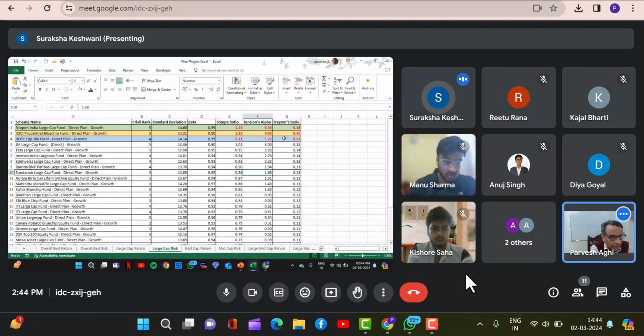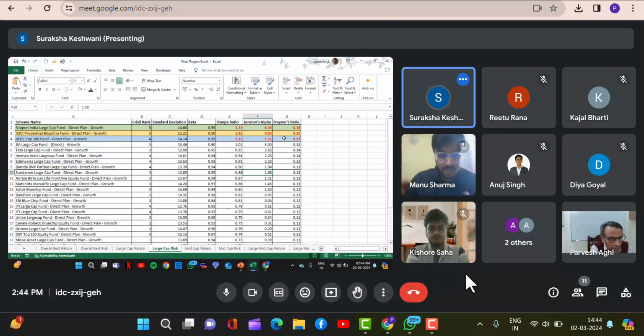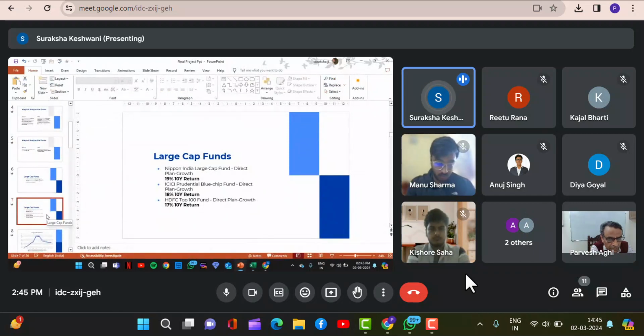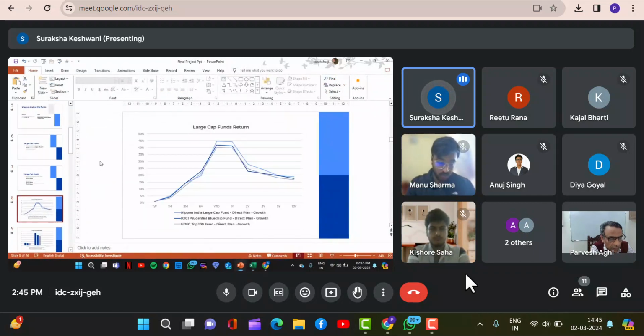Sure, go ahead. From Jensen's Alpha, we can see that we are getting 6.3 percent more returns compared to the market, and the risk is also lesser in the Nippon India Large Cap Fund. So investors might invest in these top three funds: Nippon, ICICI Prudential, and HDFC. We have also given it in a chart.